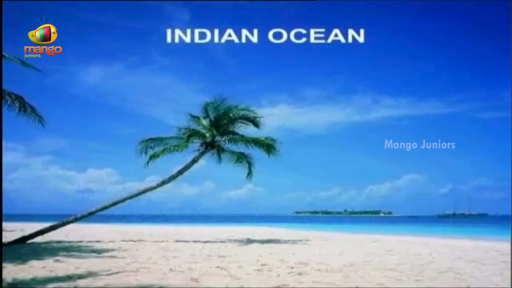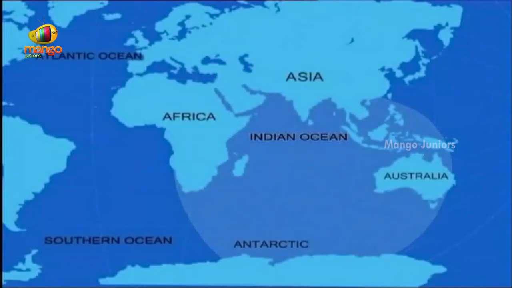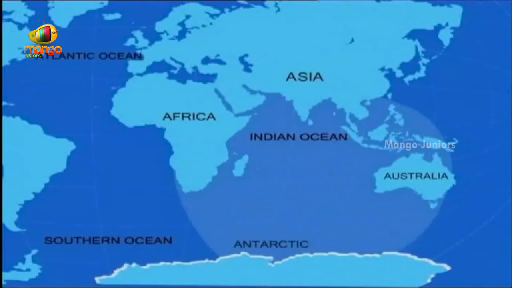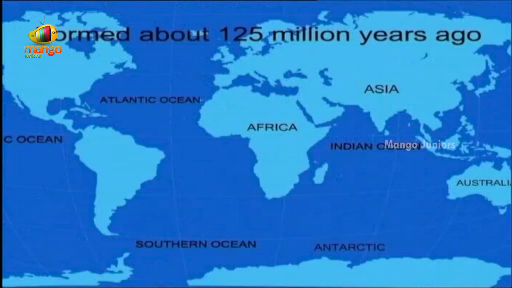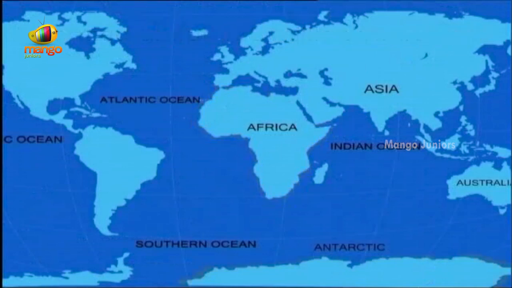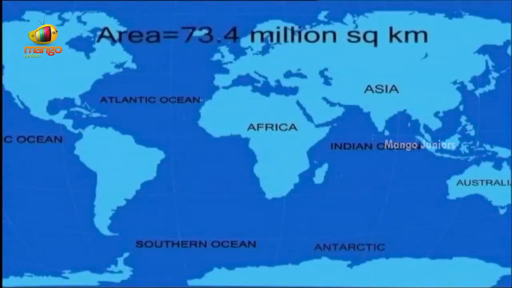Indian Ocean. The Indian Ocean is the third largest of Earth's oceans. It's bounded on the west by Africa, on the north by Asia, on the east by Australia and the Australasian Islands, and on the south by Antarctica. The Indian Ocean was formed about 125 million years ago when Africa tore free from Antarctica and drifted north. The total area of the Indian Ocean is 73.4 million square kilometers. That's 28.4 million square miles.